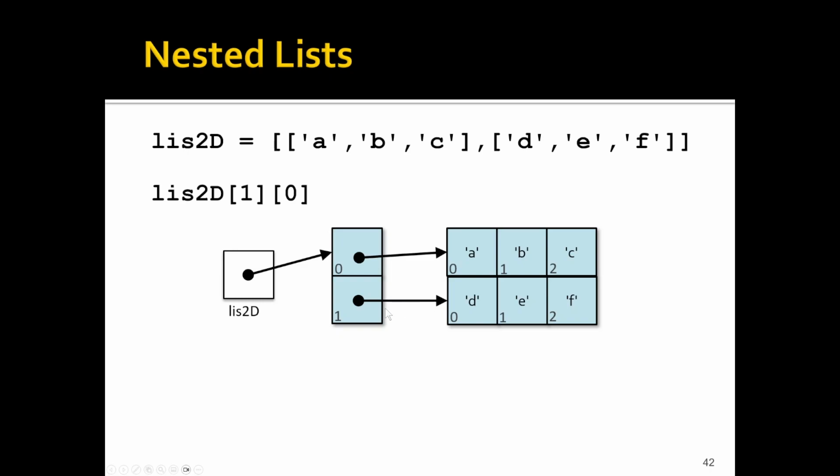So the first index is the row index. And then I have a second index, which in this case I said was 0, and that tells me which of these values, so which column I want to extract from that row.